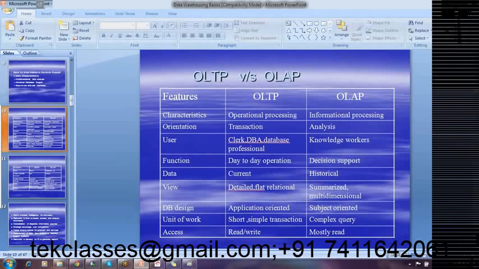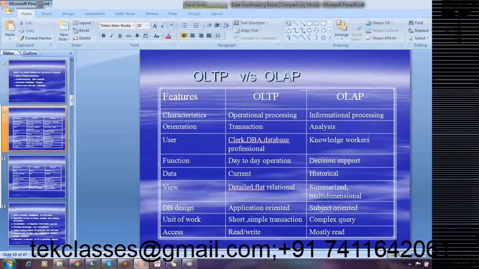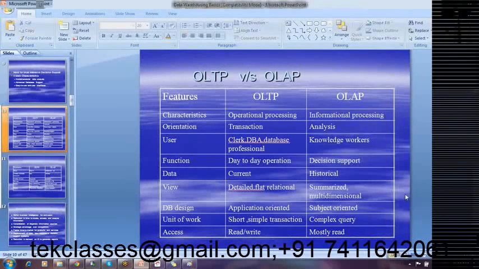When it comes to usage, the OLTP system will be used by customers of the bank. If you want to do internet banking as a Citibank customer, you do an internet banking transfer using the application. The customer will access it, and when you deposit money in the bank, the application is used by the bank clerks and database professionals. All those people use the OLTP system. But the OLAP is used by knowledge workers, such as your CEO, sales managers, and branch managers. All these people will use the OLAP application.